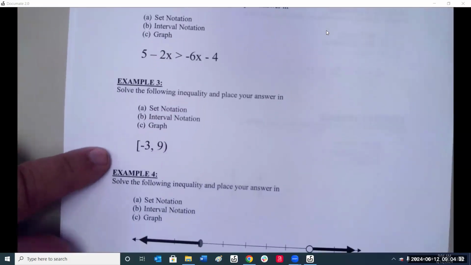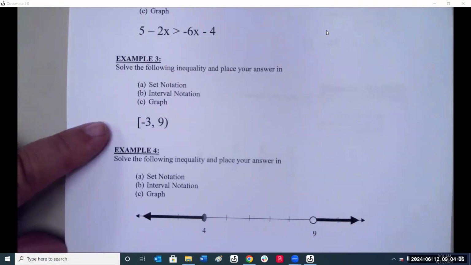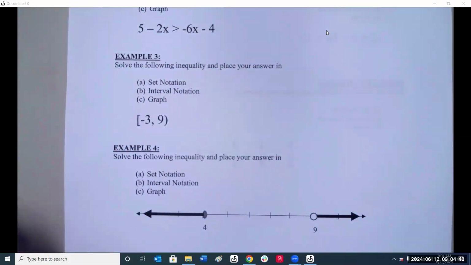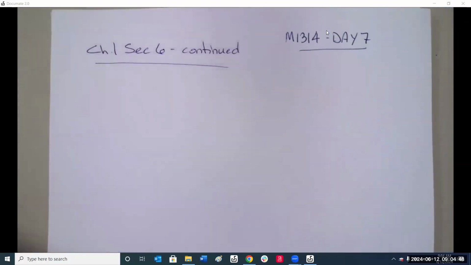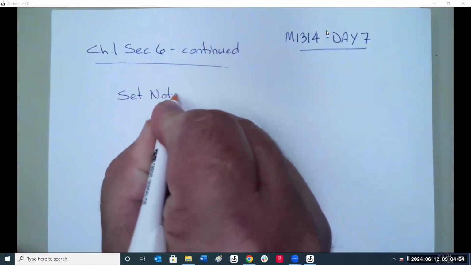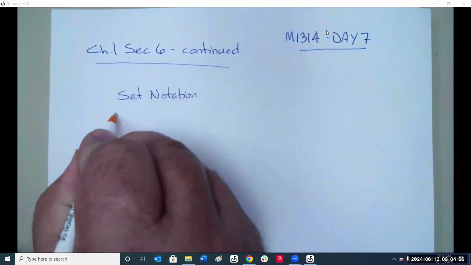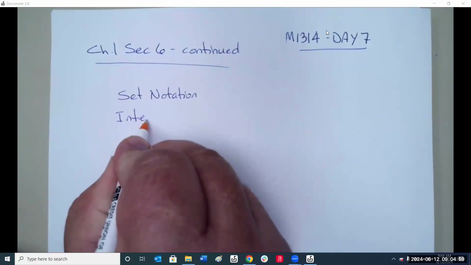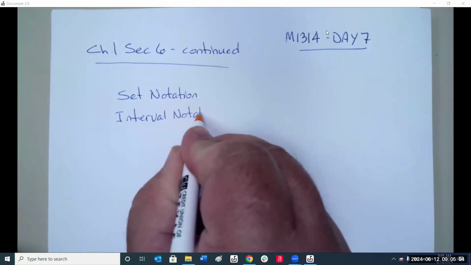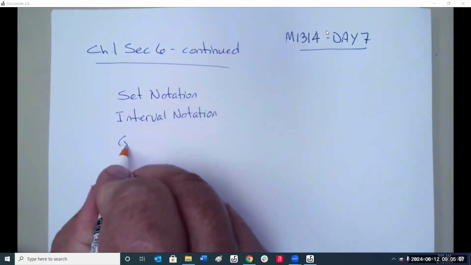Okay, we've done example 1, example 2. Look at this one here, example 3. Solve the following inequality and place your answers in the remaining two sets. Before we begin that, we have three types of solutions. We have set notation, interval notation, and graphing.